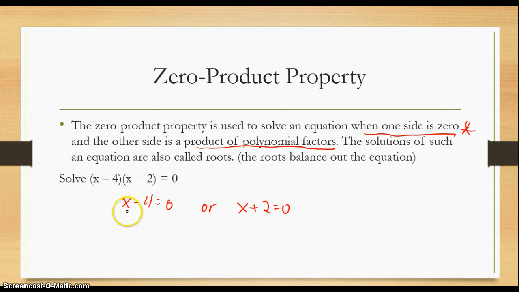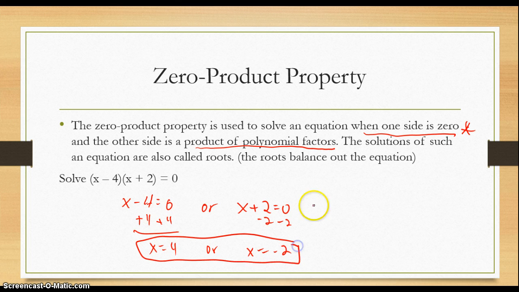So I have these two binomials. I'm going to set each of them equal to 0, and then I'm going to solve for x. So I'm just going to add 4 over: x equals 4, or subtract 2: x equals negative 2. So these are my roots. Those are the solutions.